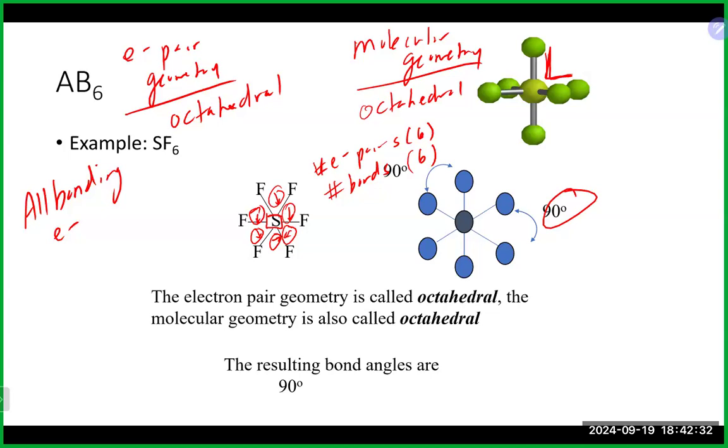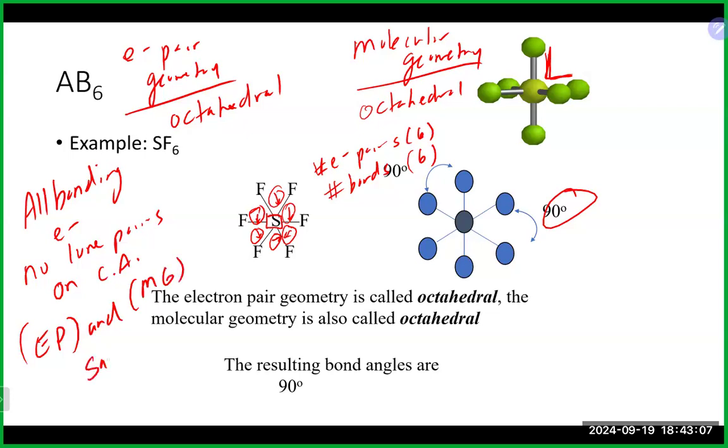Which means as those bonding electrons move, because they're attached to atoms, or the atoms are attached to them, they will move accordingly. They will move in the exact same location. And whenever you draw a Lewis structure where there are no dots on the central atom, no non-bonding electrons, both the electron pair geometry name and the molecular geometry name will always be the same. So if you've got all bonding electrons, no lone pairs on the central atom, then the electron pair geometry and the molecular geometry will always be the same, because they're basically the same electrons moving the same atoms in the exact same location.